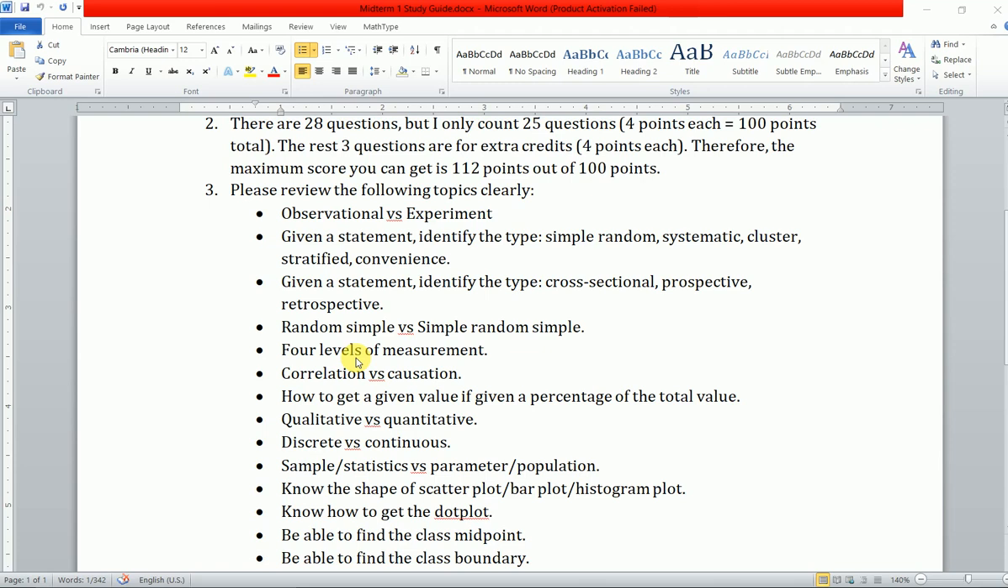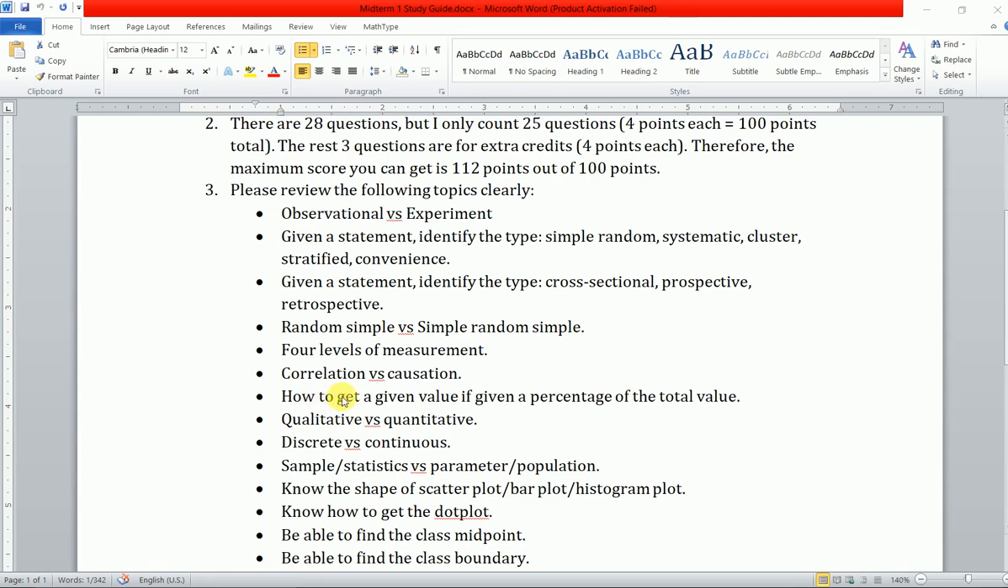Now, nominal is the last one. Nominal is that you cannot arrange them in order. For example, color: black, yellow, white. They don't have any meaning. They don't have a priority. You cannot arrange them from higher to lower rank. You cannot do that. That's called nominal. It's only for category. You just have to put them in the category. That's all.